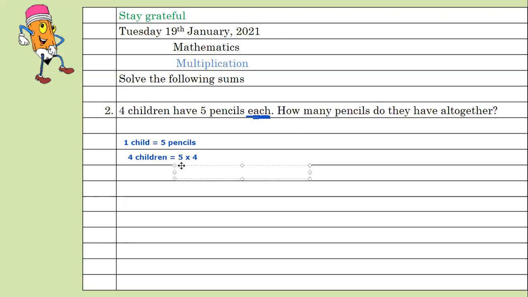5 times 4, when we say our 5 times table or 4 times table, we know that 5 times 4 is 20. So we write 20, and then we don't just stop there. We have to write pencils because they ask how many pencils. So our answer is 20 pencils.